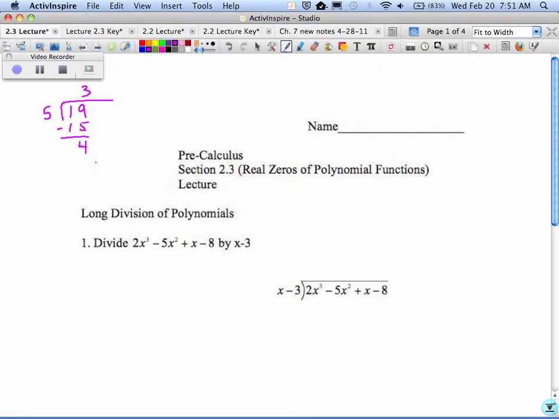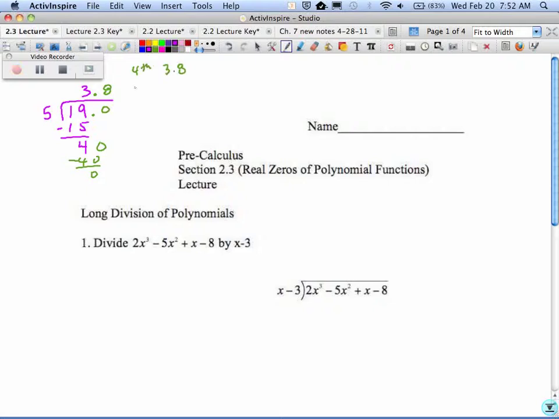So we could continue on with, put the decimal point there, which is going to allow me to bring the 0 down. How many times does 5 go into 40? 8. So I put the decimal point there, and I get 3.8, because 8 times 5 is 40. I subtract and get 0. So if you're in the 4th grade, you say my answer is 3.8.